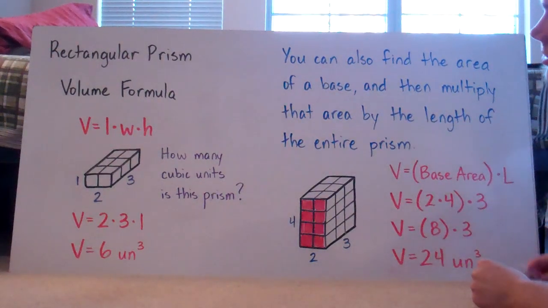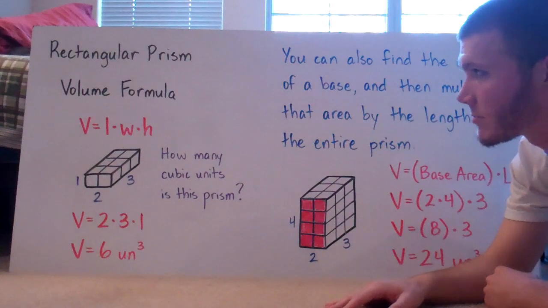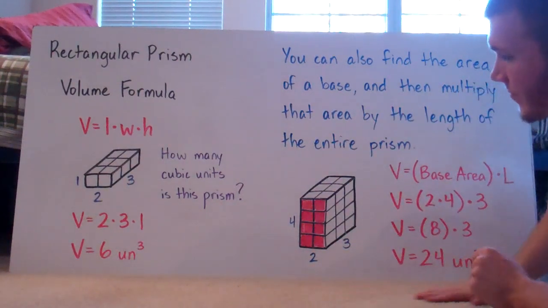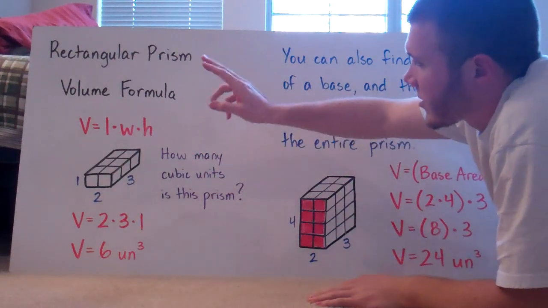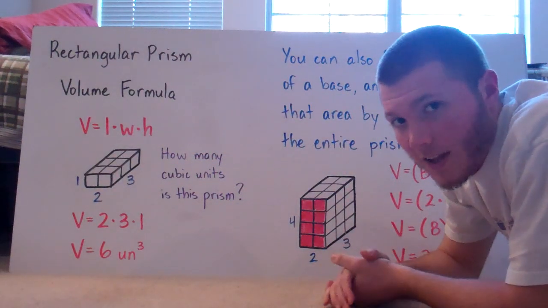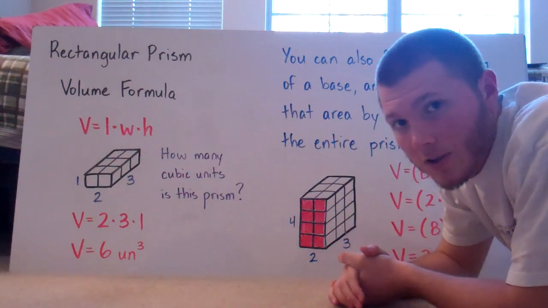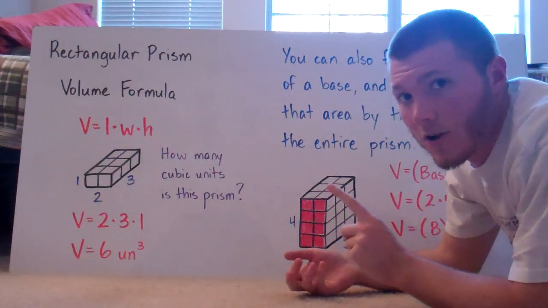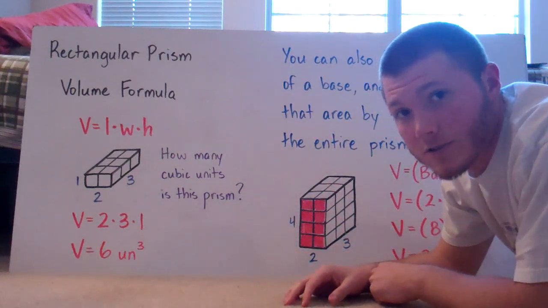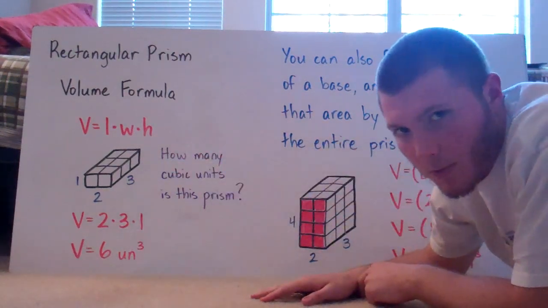Here's our rectangular prism volume formula. All we have to do is multiply the length times the width times the height to find out the volume. How many cubic units, or if it's feet, or yards, or miles, or centimeters, meters, kilometers. But right now we're just talking about units.